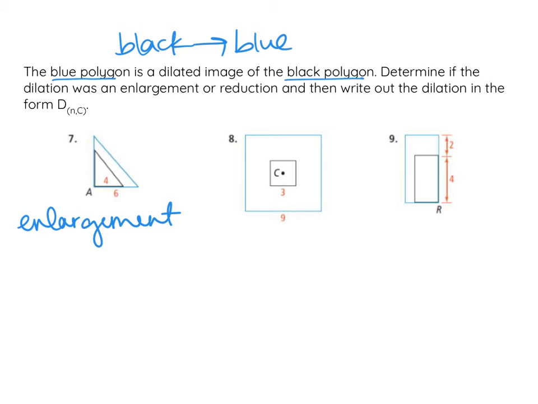Okay, and then remember on this last, so the image is 6, the pre-image is 4. Now I simplify that, right? So that would be 3 over 2 or 1.5. You could use either 3/2 or 1.5. So I'm going to say D 1.5, and then the center would be this point A. And so I don't have a shape name, so I'm just going to leave it at that.